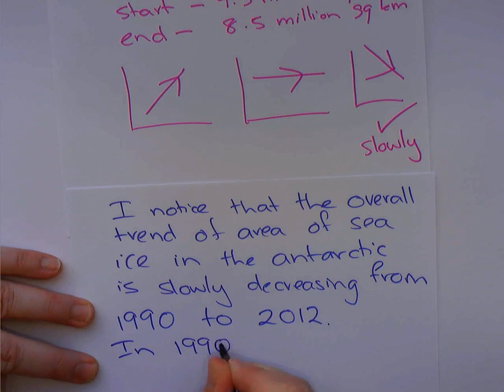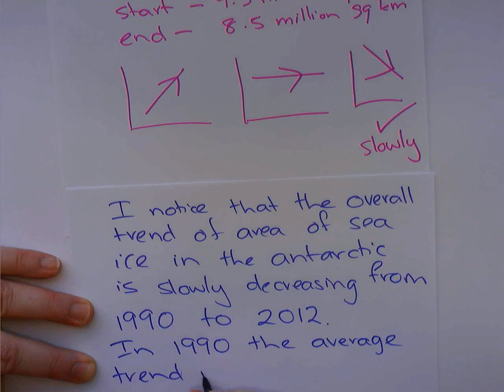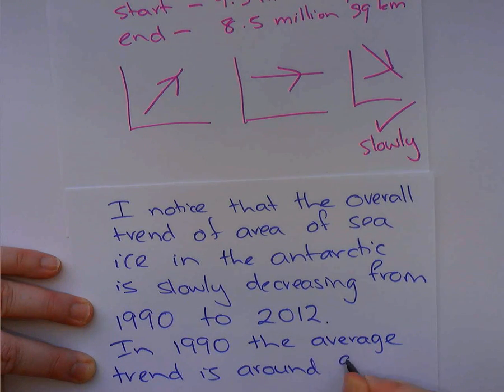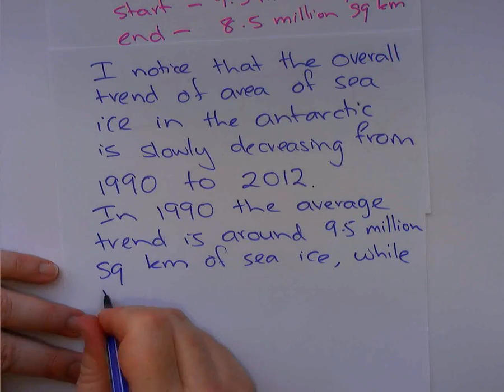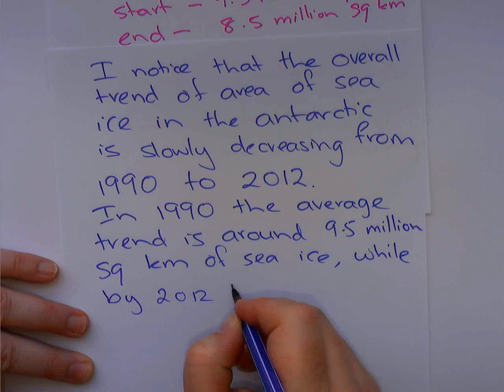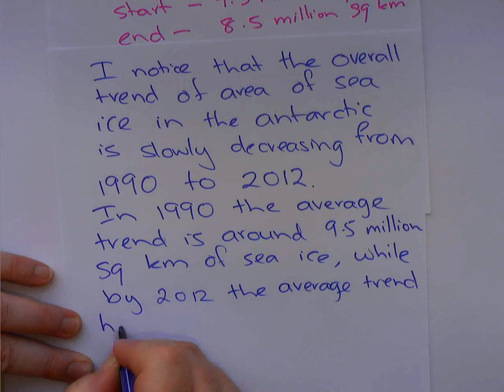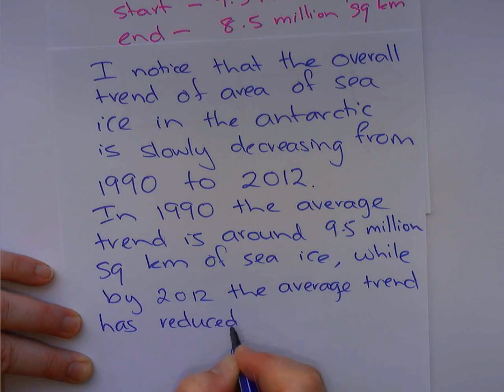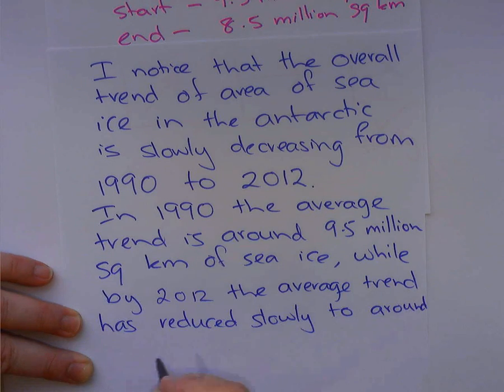In 1990, the average trend is around 9.5 million square kilometres of sea ice, while by 2012 this average trend has reduced slowly to around 8.5 million square kilometres.